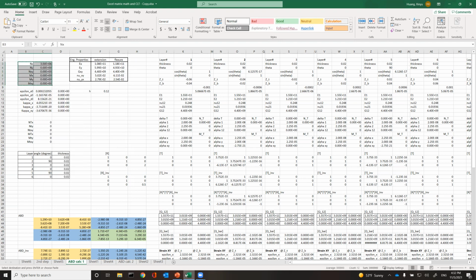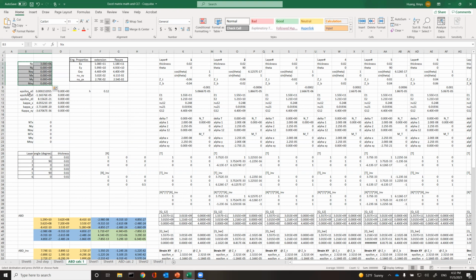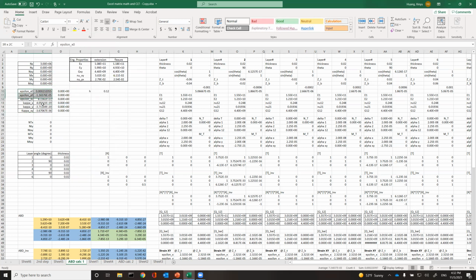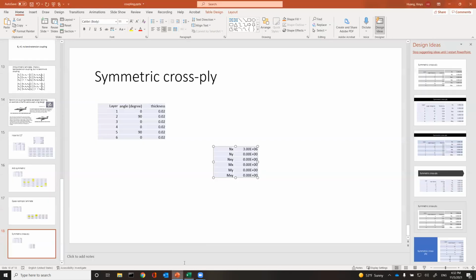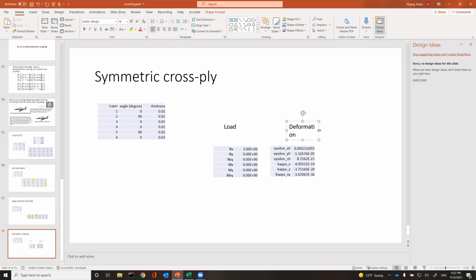All right. And then I put this into table form. This is my load. And this is deformation. Now, what do you see in deformation?